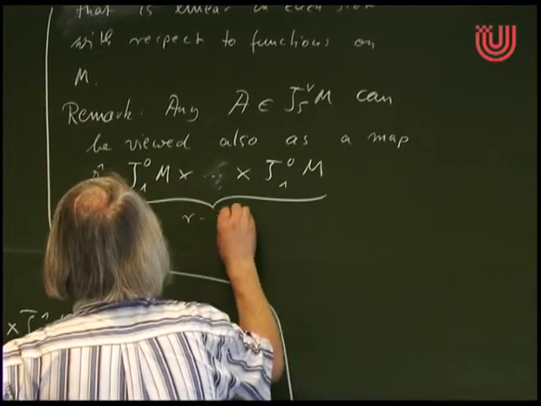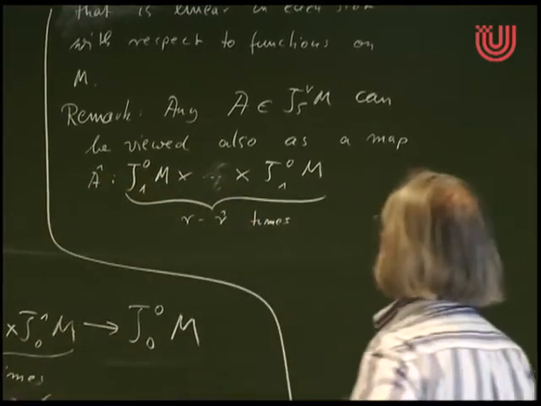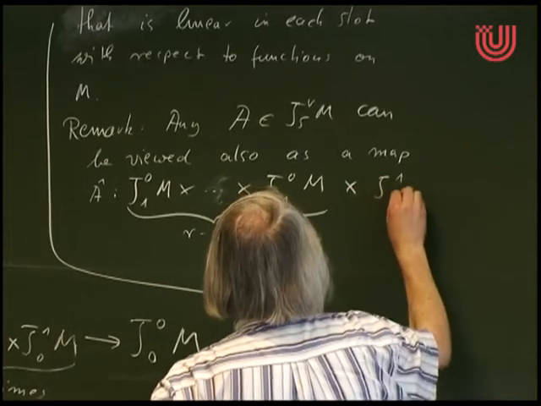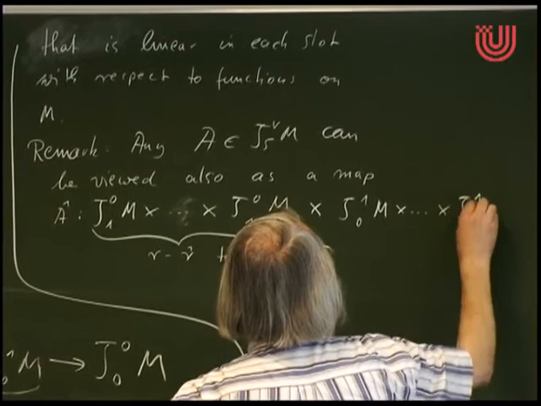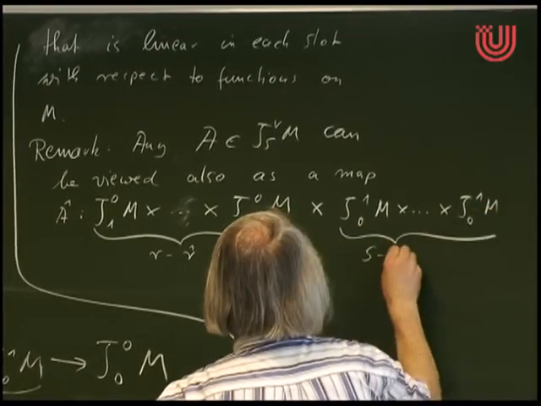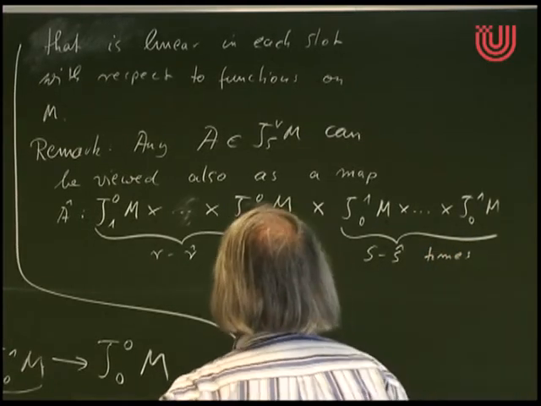I only feed R minus R hat entries into the slots, and analogously here, cross T1OM, here not S but rather S minus S hat times. How do I do this?